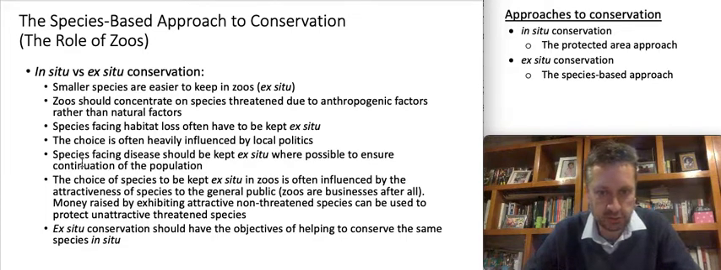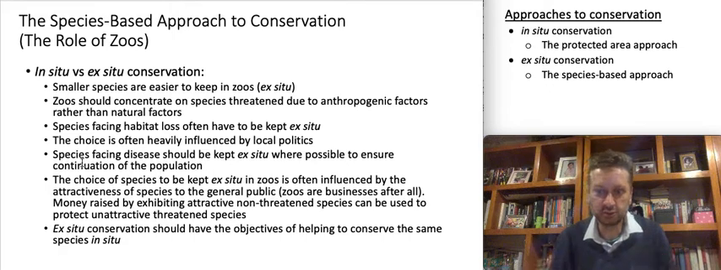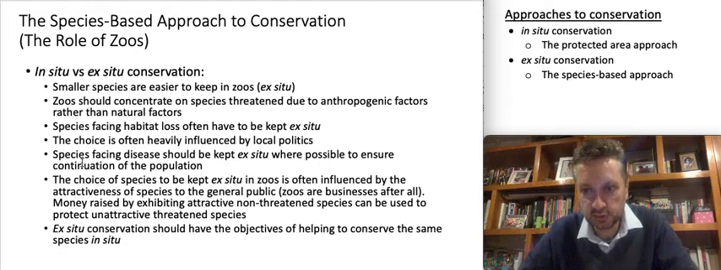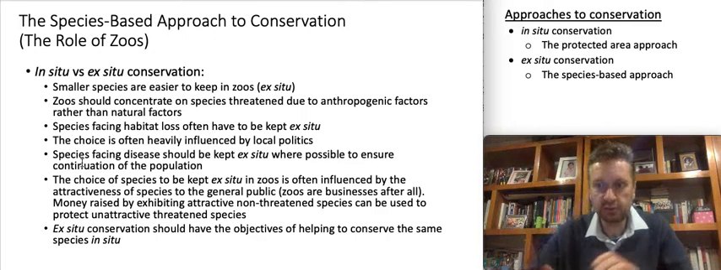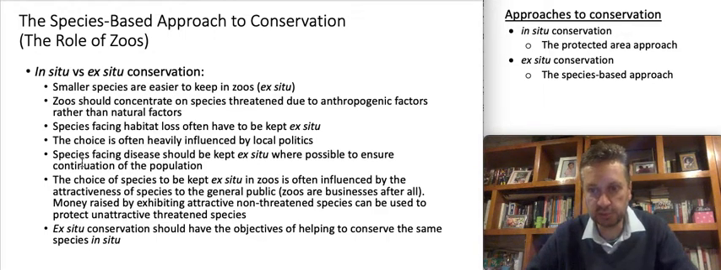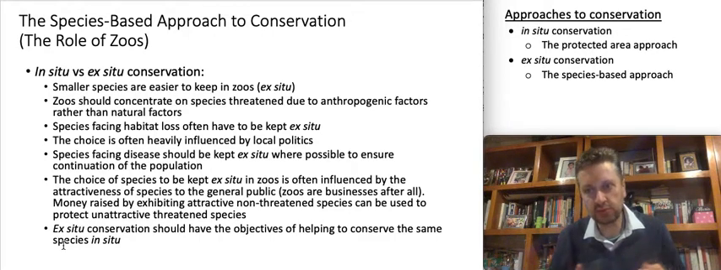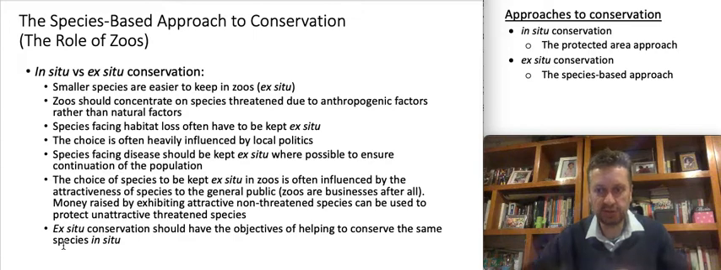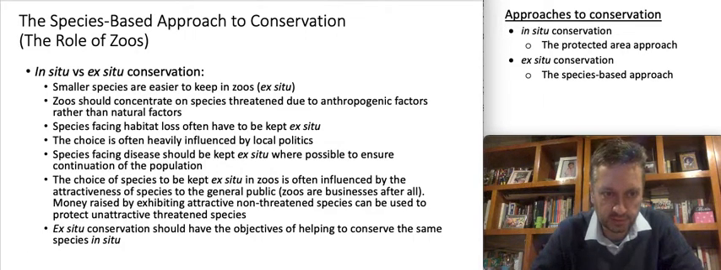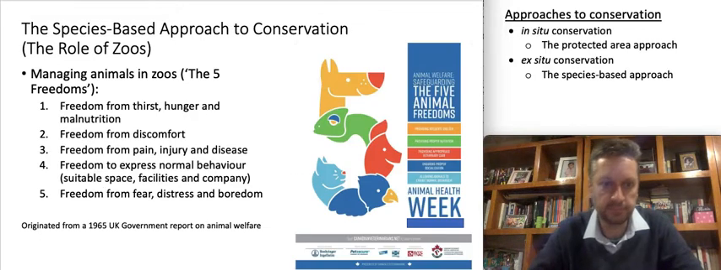Ex situ conservation should have the objective of helping to conserve the same species in situ, so there should be dialogue between zoos and between national parks or protected areas so they can work together to protect particular species. It doesn't always happen. In fact, some zoos, rather than helping to protect threatened or endangered species, can become sometimes no better than circuses or just exhibiting animals for the pleasure of the public. I think I might mention this on the next slide.